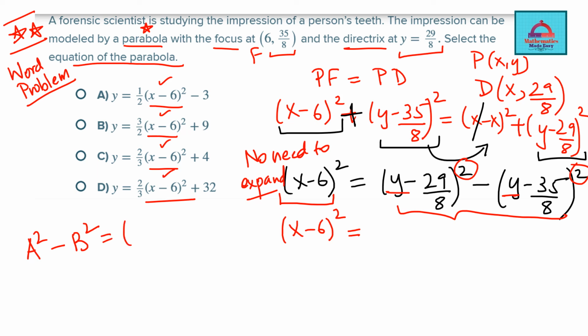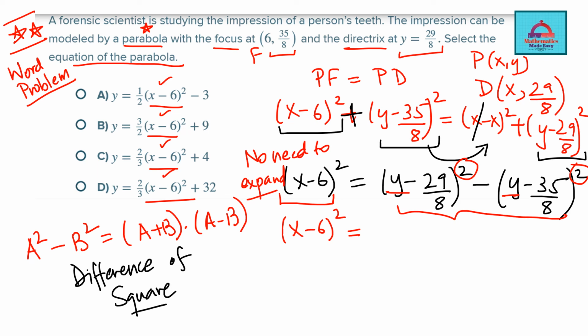So we will use a square minus b square as a plus b multiplied with a minus b. This is the difference of squares identity. I hope you remember it from your algebra and your previous class. So we are going to be using this here.